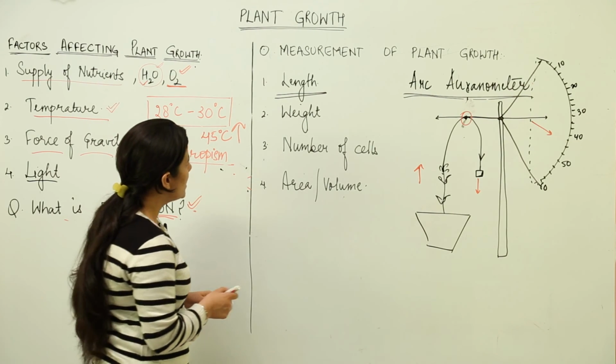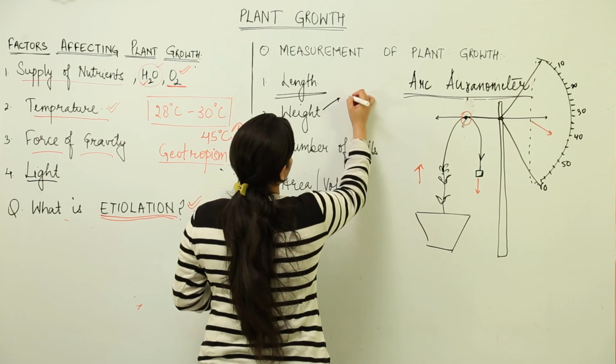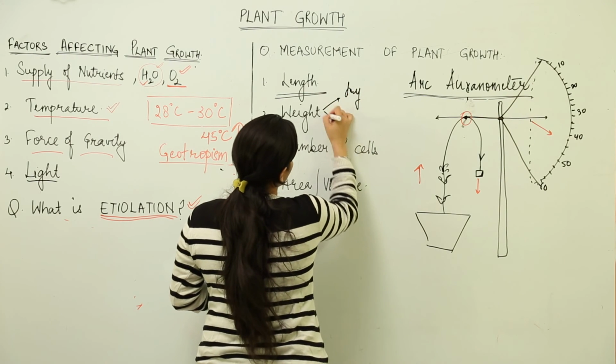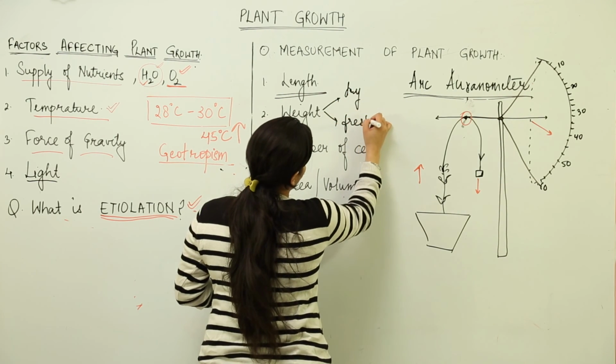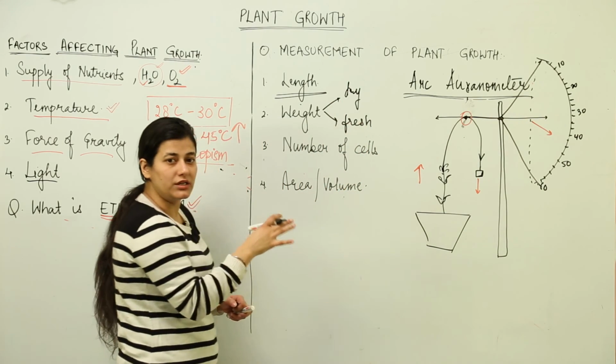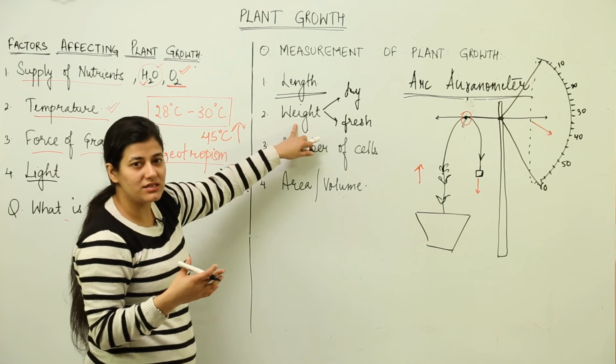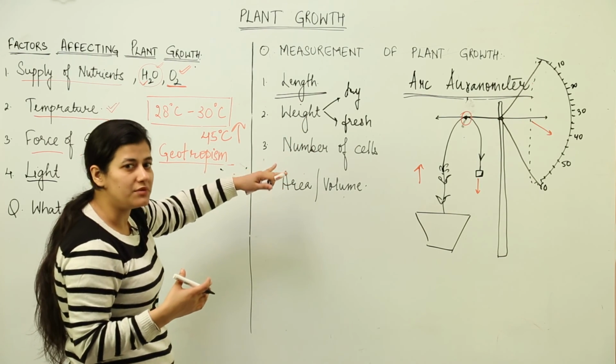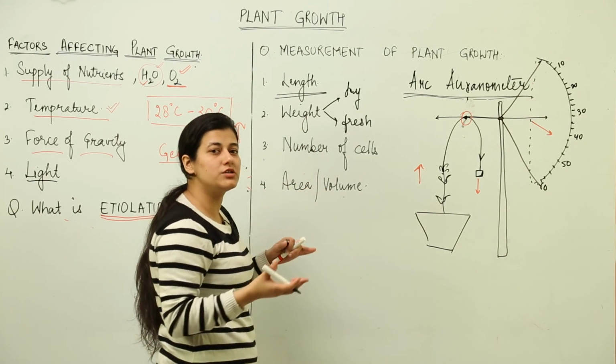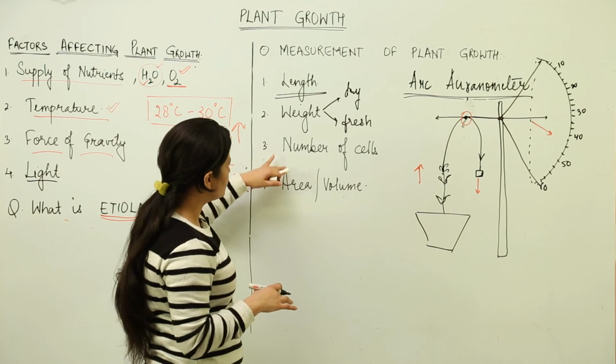Second is the weight, where both dry weight or fresh weight of the plant can be considered for measuring the increase in growth. That means if the dry weight or the fresh weight has increased, the plant has shown growth, and it could be measured in terms of relative or absolute growth.